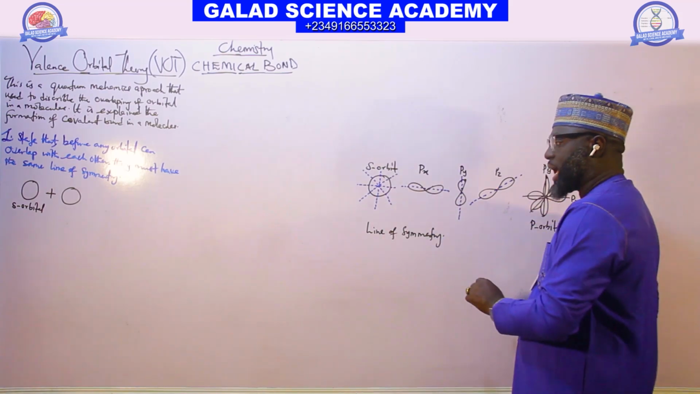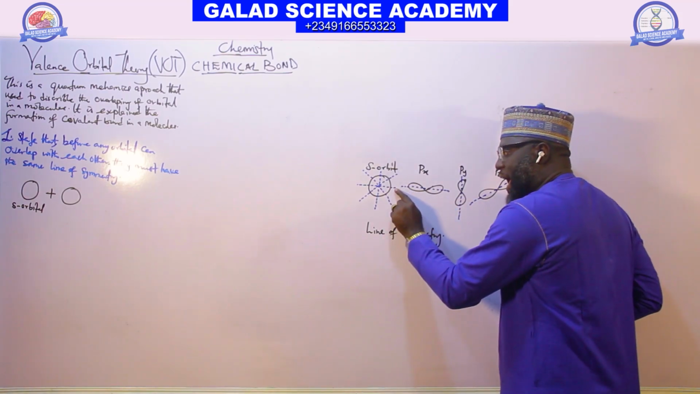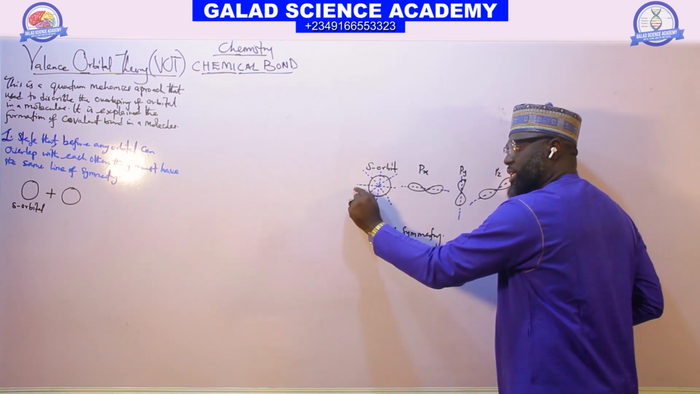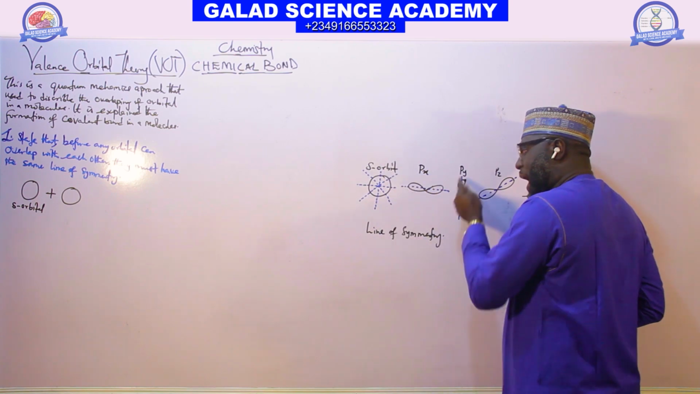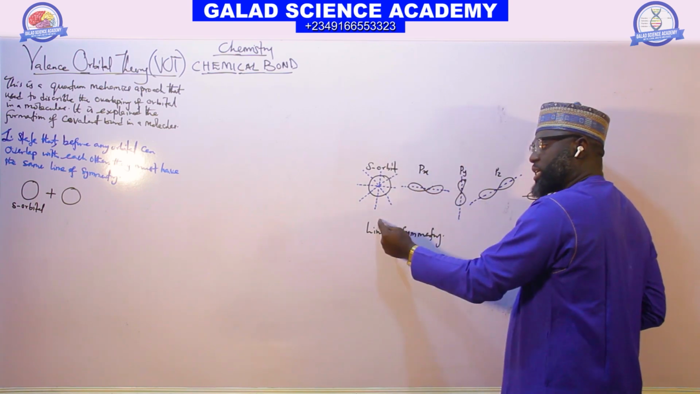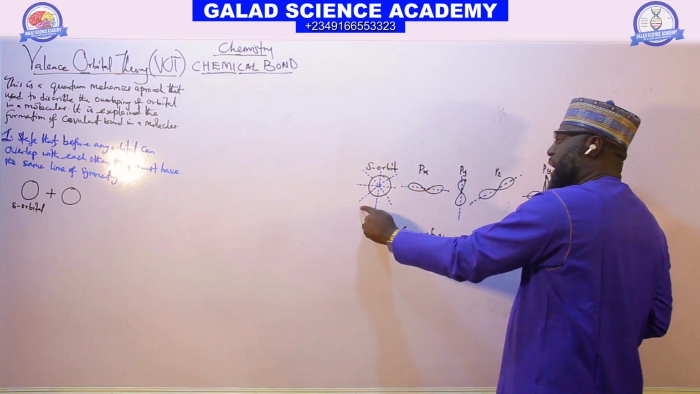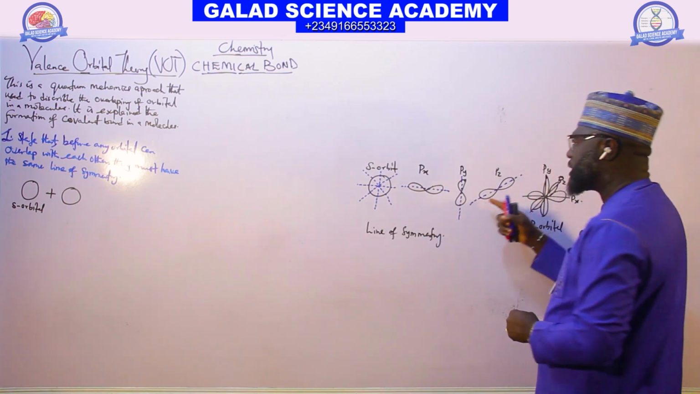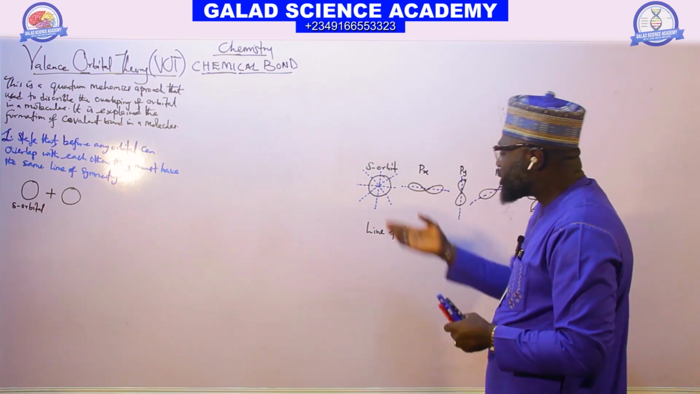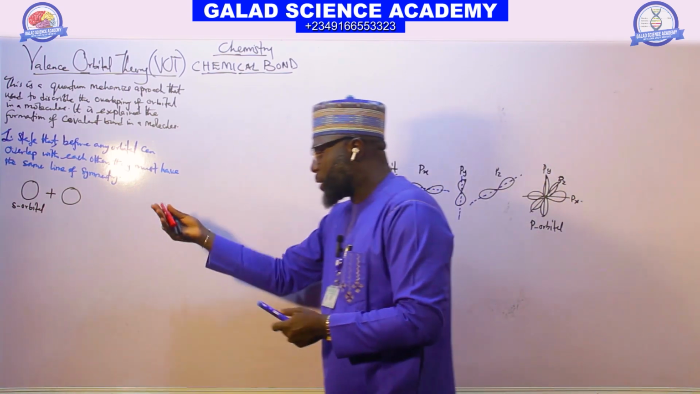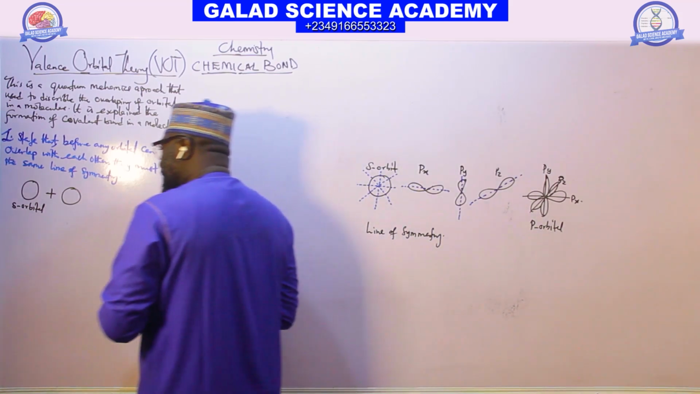Check this side now. For this s orbital and px, they have the same line of symmetry. The s orbital and py have the same line of symmetry. The s orbital and pz have the same line of symmetry. So the s orbital can overlap with any orbitals.